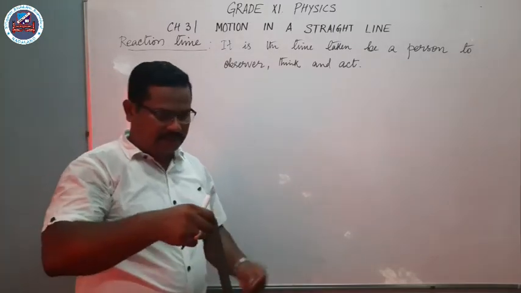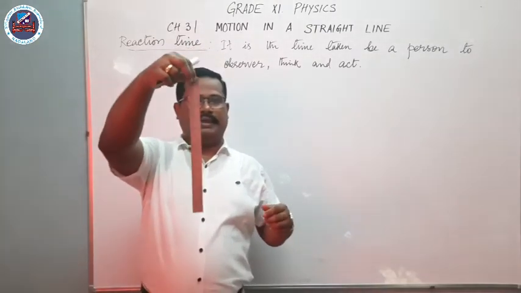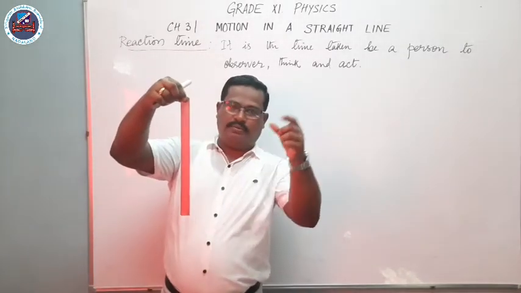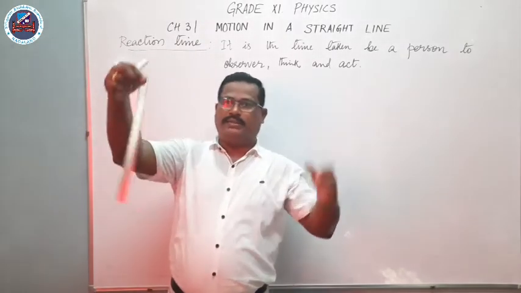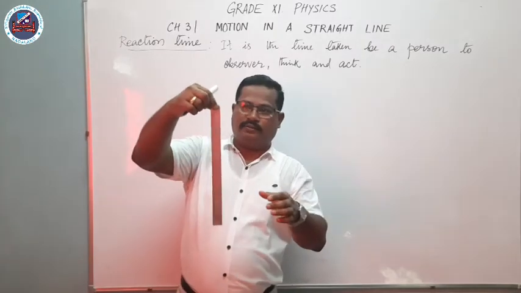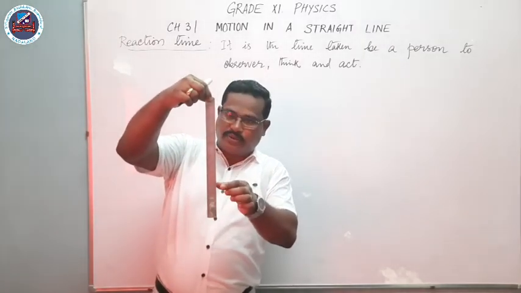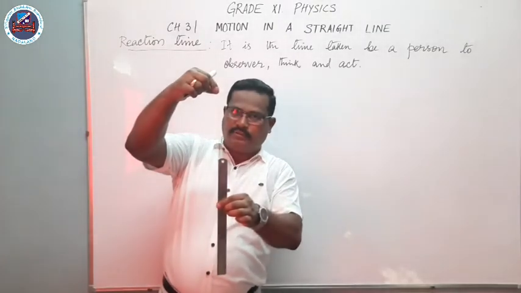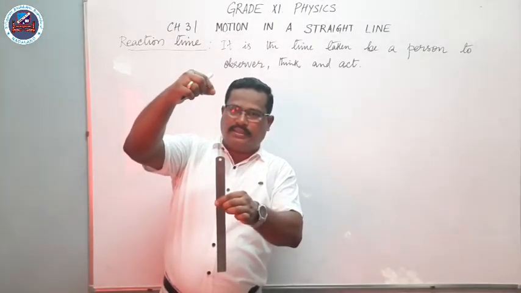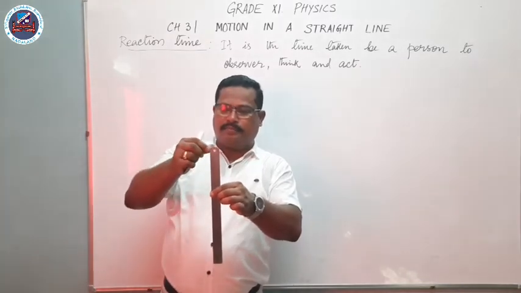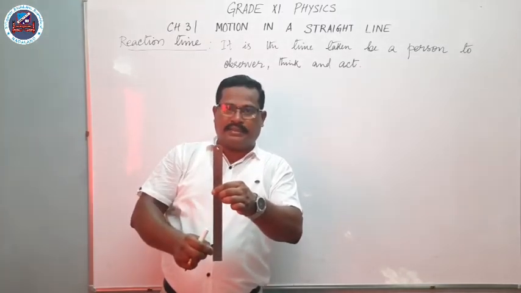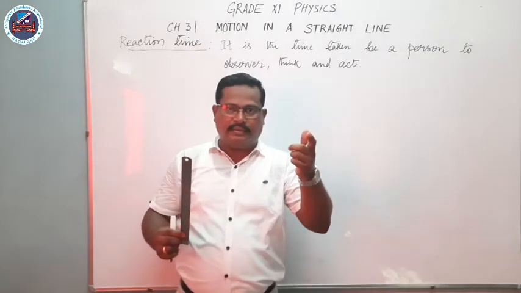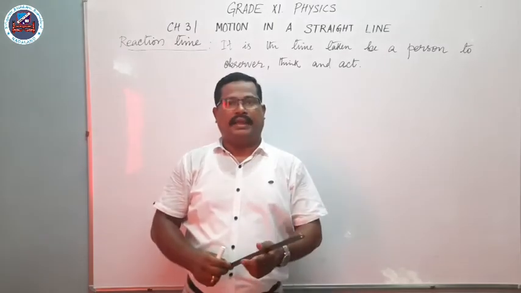Suppose it's like this. One of your friends is holding one scale and you are asked to catch the scale with the help of your right hand or left hand, let it be. These two hands are for two different persons, you can think. Your friend is going to release. You don't know when he is going to release. The moment he releases, you have to think and then you have to act. During that time, the scale has moved some certain distance. It takes some fraction of a second to observe, to think and to act.